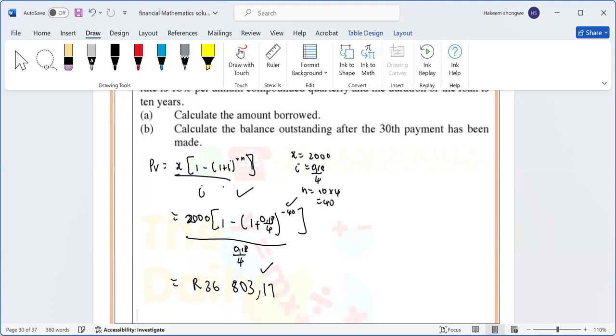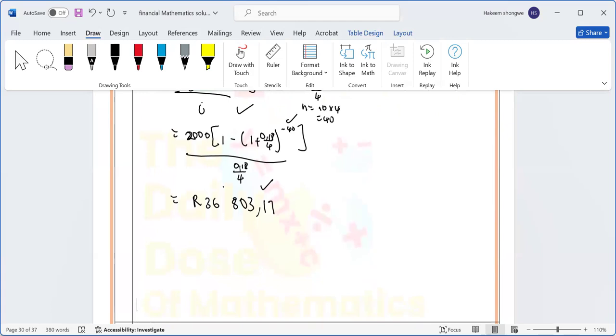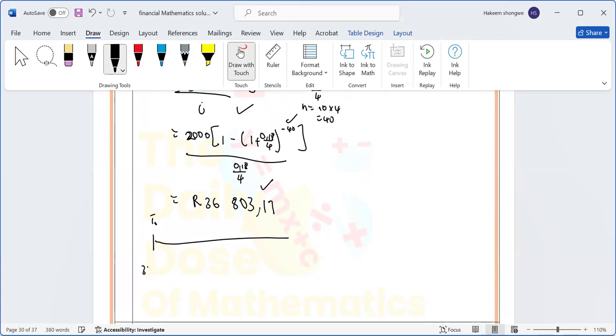Remember, n is the number of payments. All in all, how many payments are we supposed to make? We're supposed to make 40. And then here's what they're saying. If we were to put this on a timeline, we have T0, whereby we are owing 36,803. And then we are supposed to go up until we get to T40.